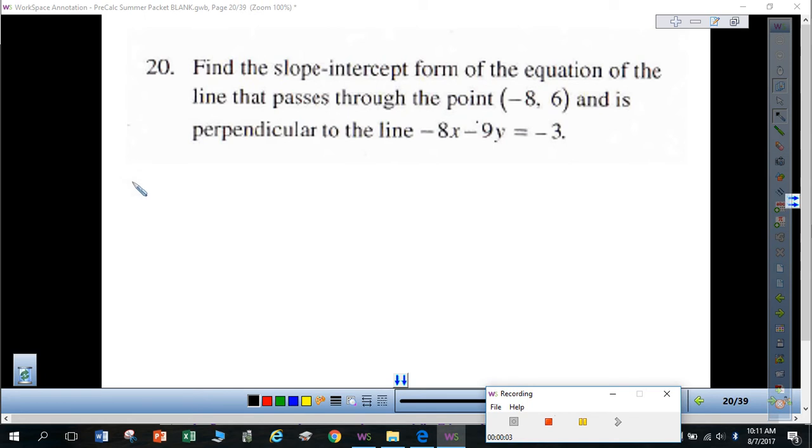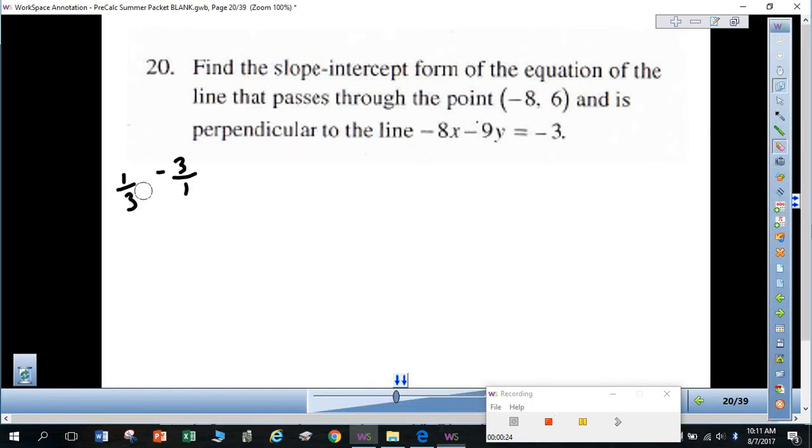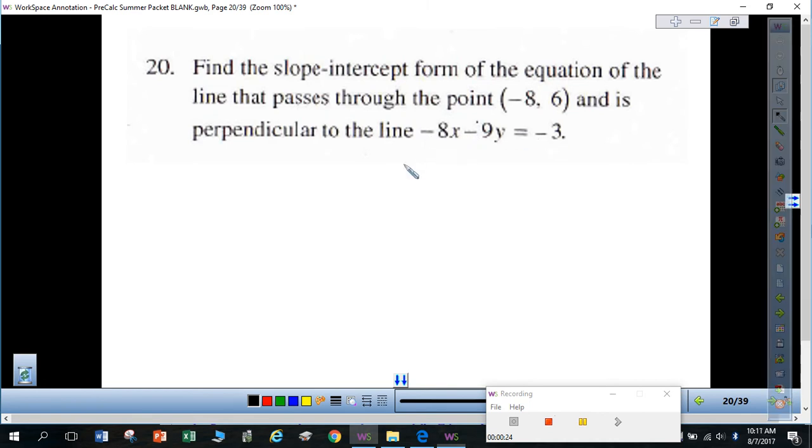So for example, let's say you had a slope of 1/3. The perpendicular slope, if you do the reciprocal, you get 3 over 1, but you also put a negative in front. So these two slopes will be perpendicular lines, which would create a 90-degree angle when they intersect. So we need to know the slope of this other line to figure out the negative reciprocal to get the slope of our line.